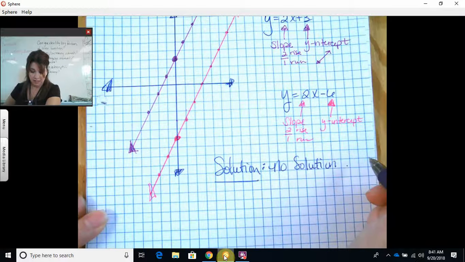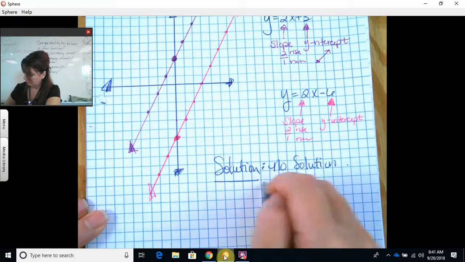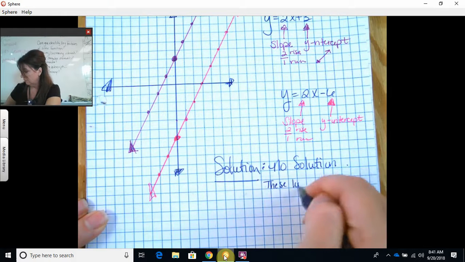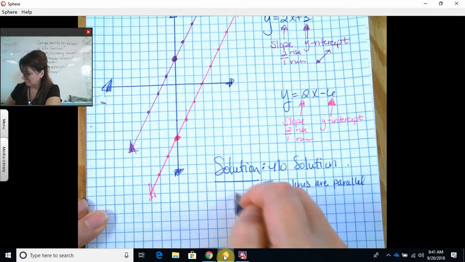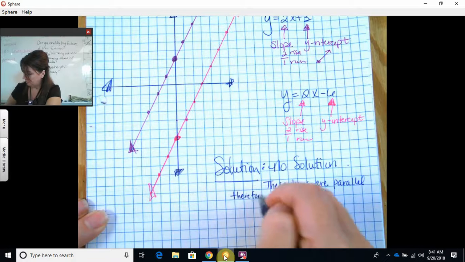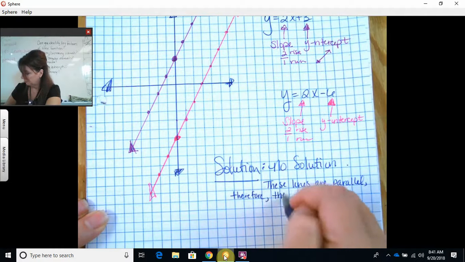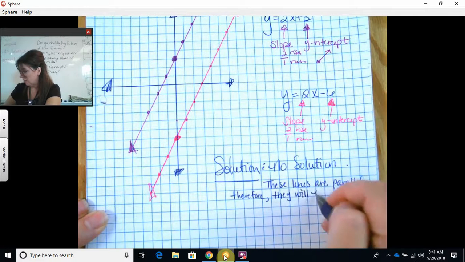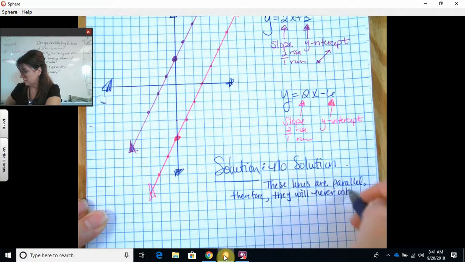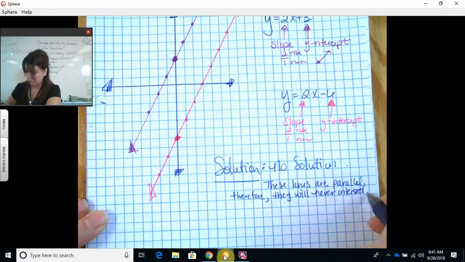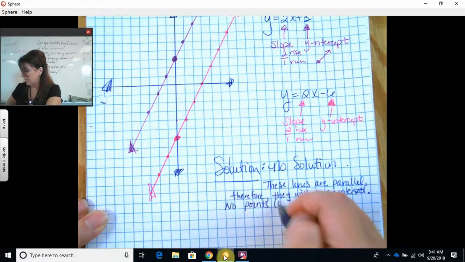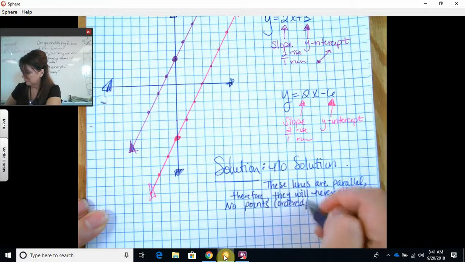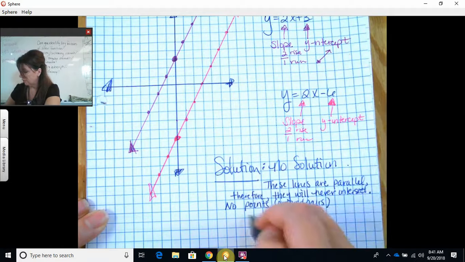These lines are parallel, therefore they will never intersect. And then I just put no points, or I should say ordered pairs, in common.